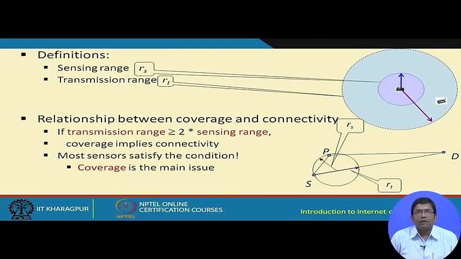So, for ensuring coverage as well as connectivity, we have to ensure that for the sensor node we are considering, the transmission range is at least twice the sensing range. For most of the sensor nodes available in the market, this condition is satisfied. Typically the transmission or communication range is much bigger than the sensing range, and that is why coverage becomes the main issue to be addressed.